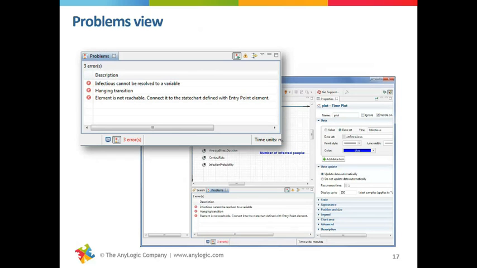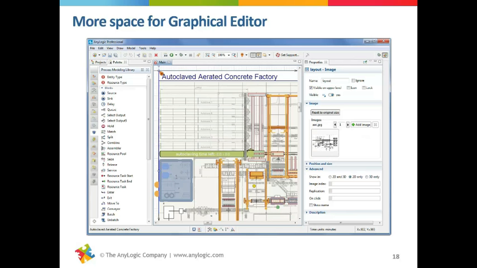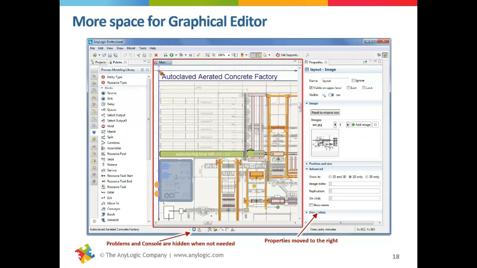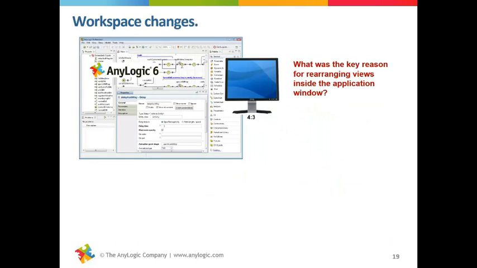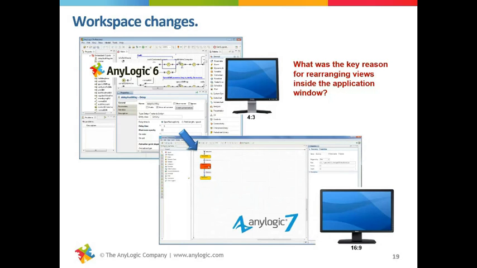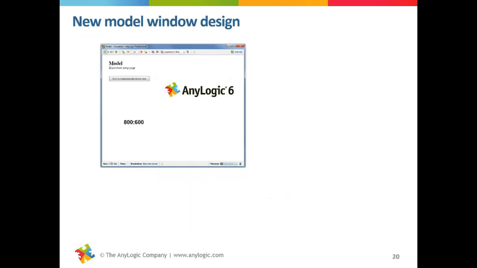The Problems view shows you how many errors exist. It can be shown or hidden, and you can choose to show this view only when errors exist. There is now more space for the Graphical Editor because properties have been moved to the right, and Problems and Console are hidden when not needed. AnyLogic 6 was designed for monitors with a 4:3 aspect ratio. AnyLogic 7 takes advantage of widescreen displays. Simulation windows are now also designed for widescreen displays.